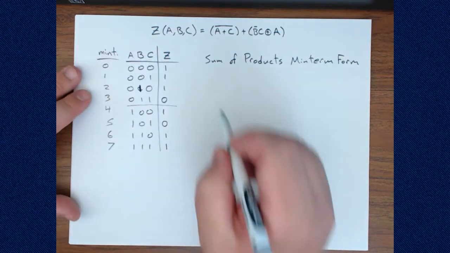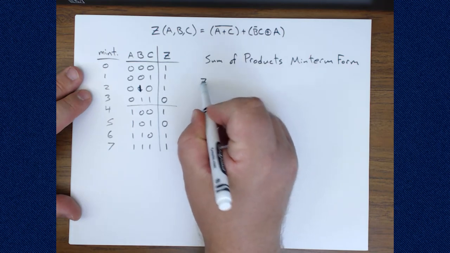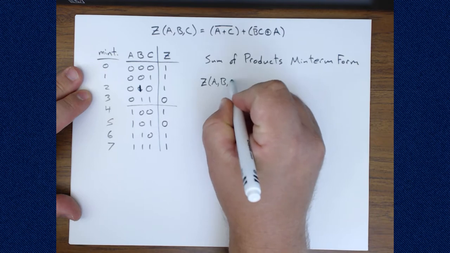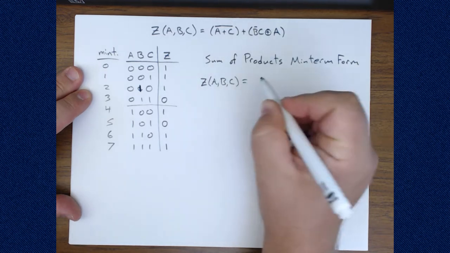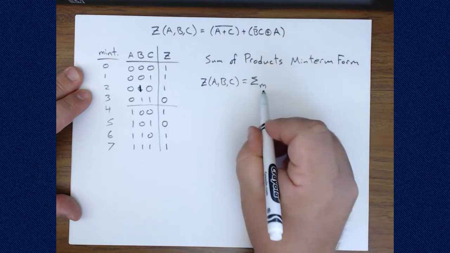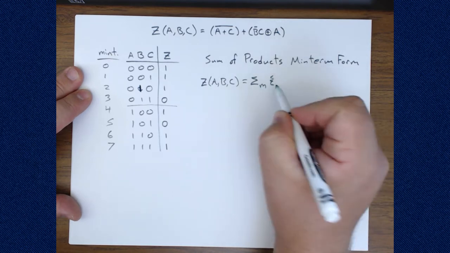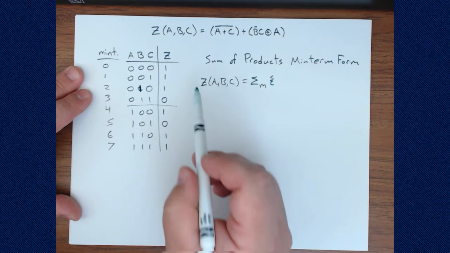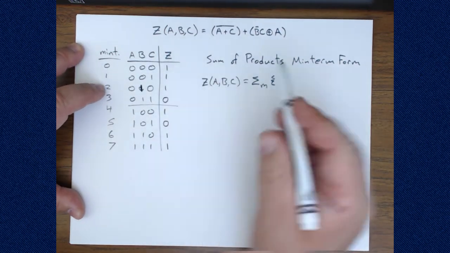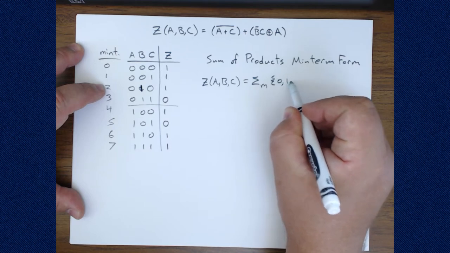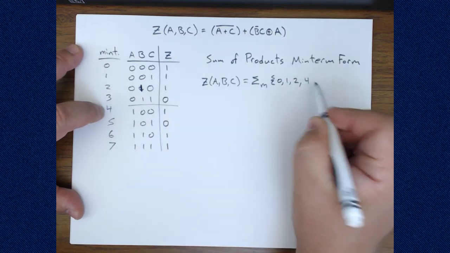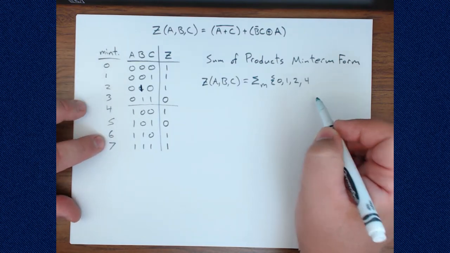So what we can say now is that z, which is a function of a, b, and c, is equal to the sum of minterms, and we provide some set notation here, and we just identify the minterm rows where there are 1s. So it's 0, 1, and 2. And then 4 is next. Not 5, 6, and 7.